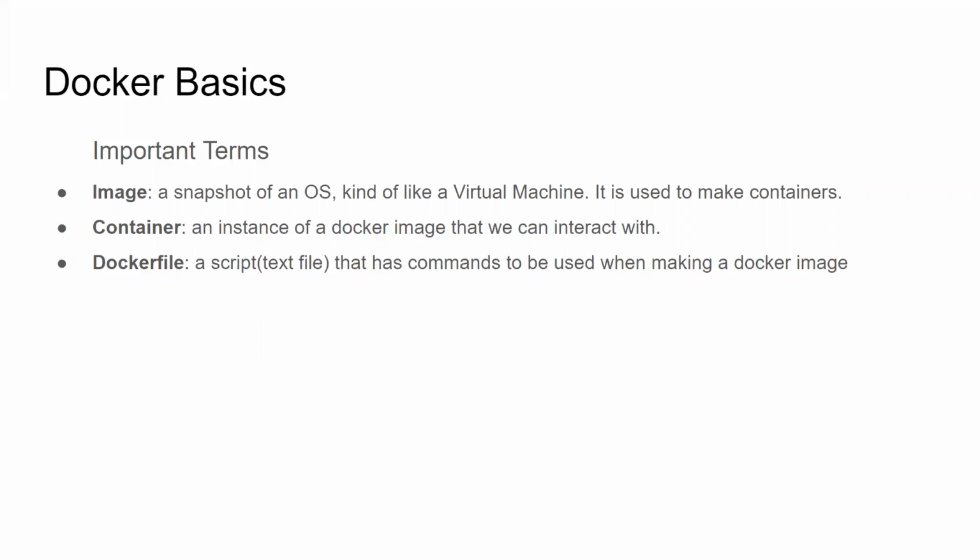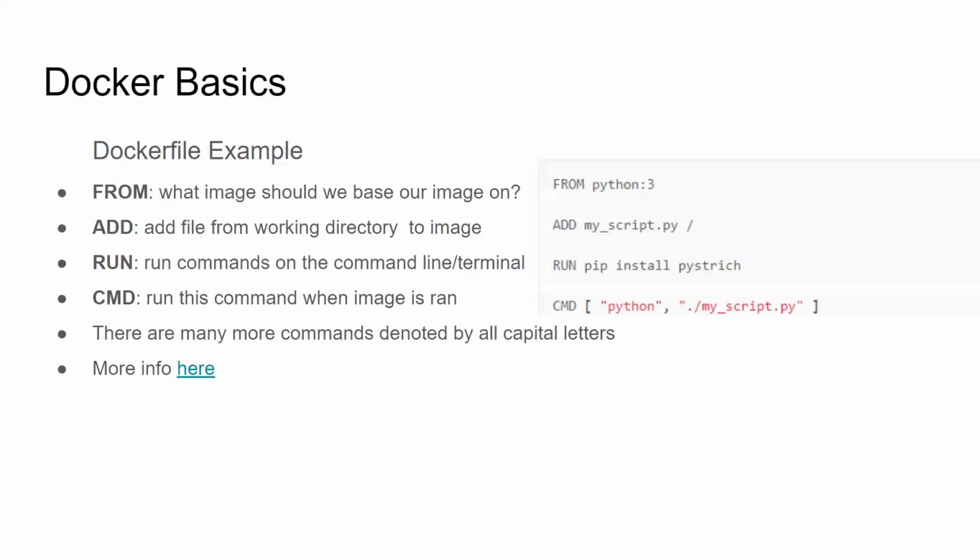It's very, very important, and I imagine almost every single custom Docker image is made with the Dockerfile. So what is a Dockerfile? Well, you can see over here, we have a sample Dockerfile on the right. It's saying FROM python3, ADD myscript.py /, RUN pip install pystretch, and CMD python myscript.py in these little brackets. So let's go over what that means.